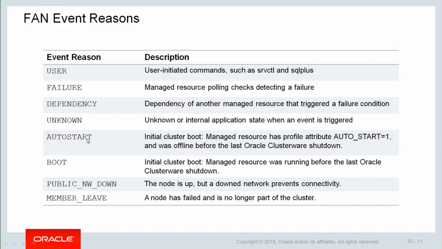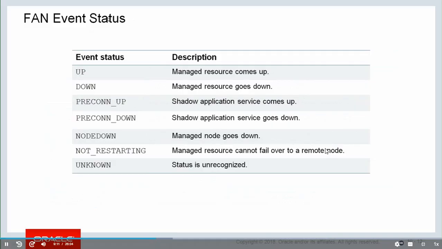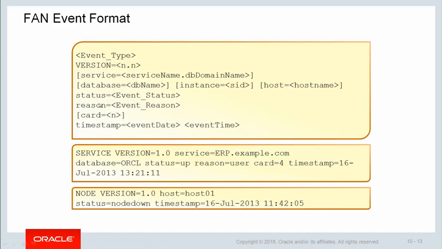And auto restart, and also the public network is down. So we have different regions. And also a FAN event includes the status information as well. So a component is up, a component is down, and also a shadow application service comes up and comes down, and also node down and unknown and not restarting.